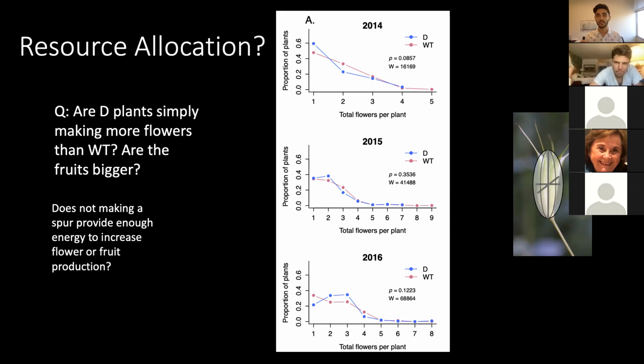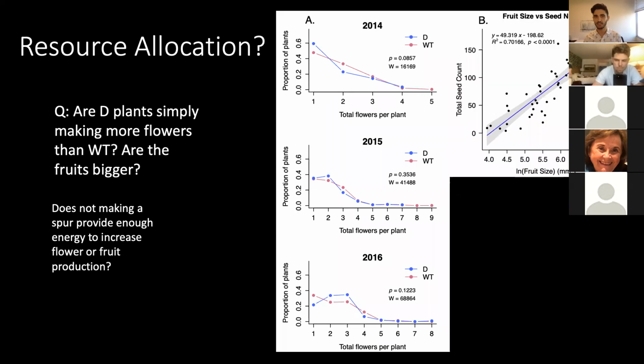And first, we collected unopened fruits from around the population, not within that specific map that I showed you. We would count the total number of seeds in there and then see if there's a correlation between seed number and fruit size. And there's a really tight correlation. As fruits get larger, they have a lot more seeds. So we can use fruit size as a proxy for seed number and actual total reproductive output and ask, is there a difference between the two morphs?